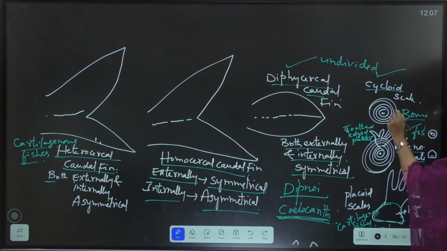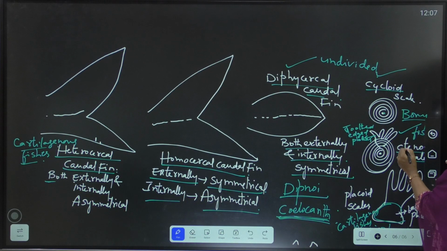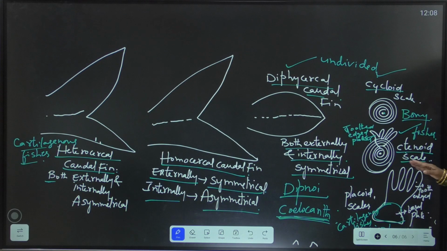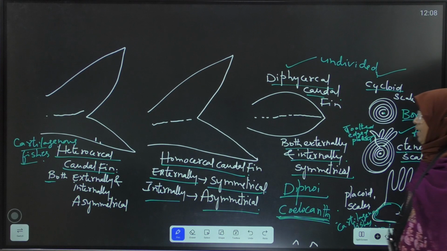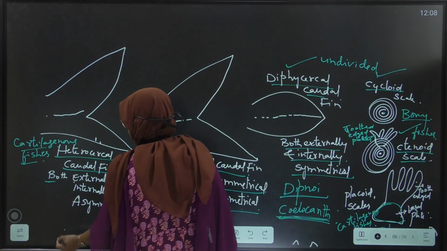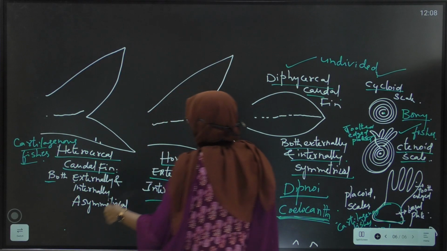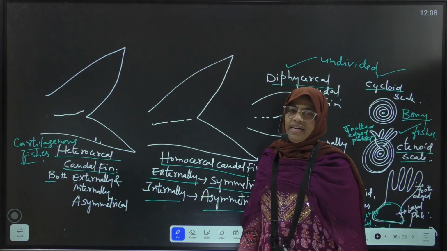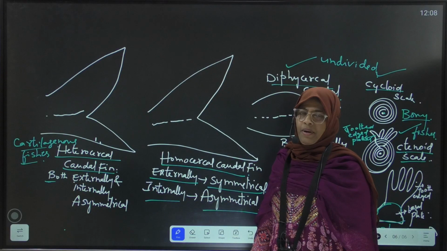This is about the cycloid scales and ctenoid scales present in bony fishes. Placoid scales are present in cartilaginous fishes, consisting of a basal plate with toothed-edged plates. With that, the explanation of differences between the bony fishes and cartilaginous fishes is completed.